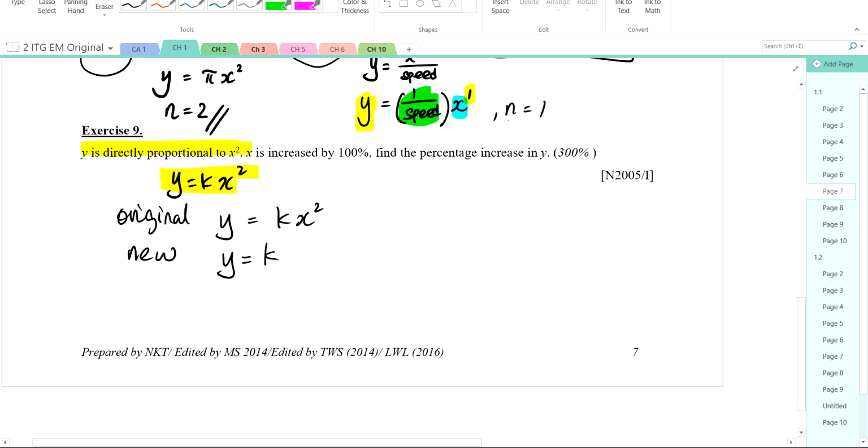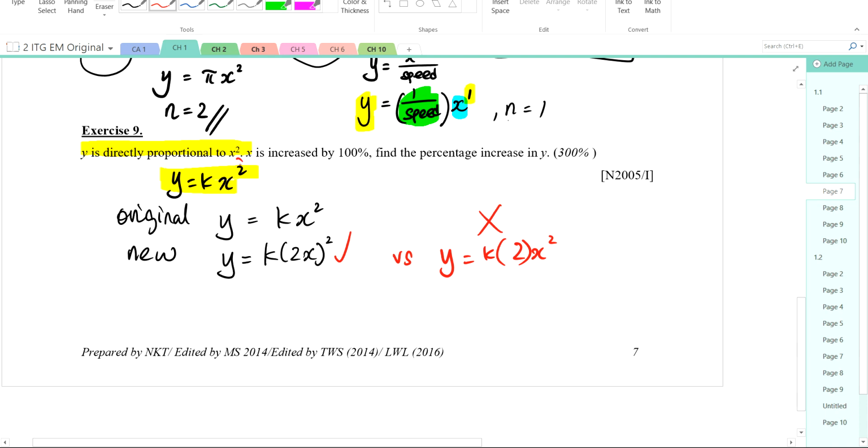Now, I want to write x squared. But x is now changed. What did x become? 2x. 2x with a bracket squared. You understand? Is there a difference between this versus y equals k times 2x squared? Yes, there is a difference. Do you understand why this is wrong and this is correct?